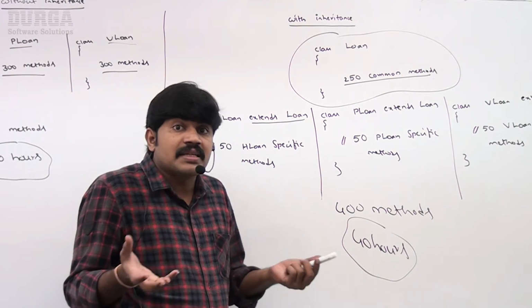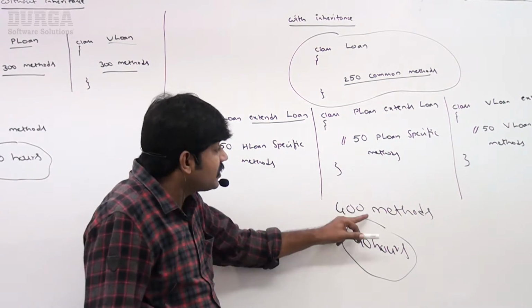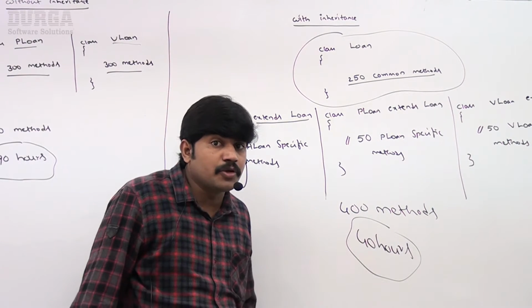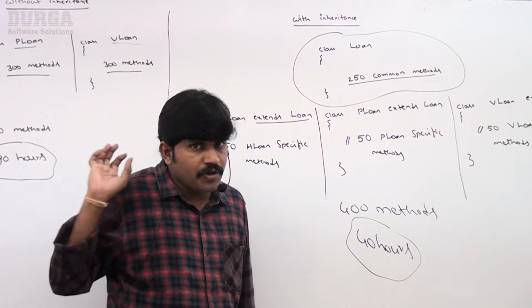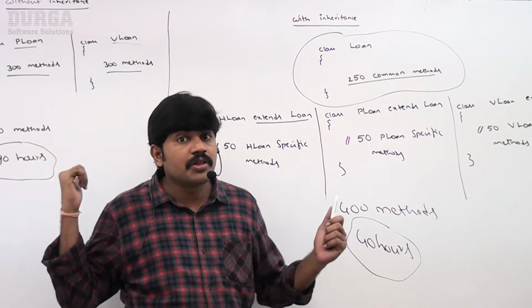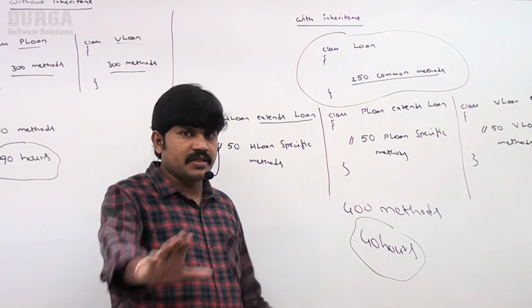Code reusability, concise code, lesser code, and automatically we are able to reduce development time also. Is it clear for all of you, right? So, a beautiful case study to understand without inheritance and with inheritance. Observe that, right?